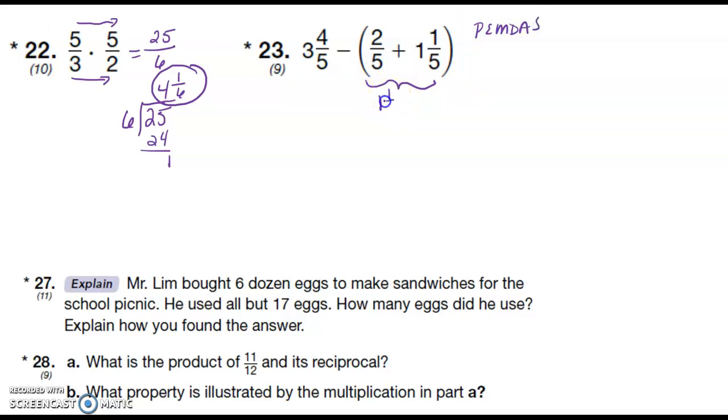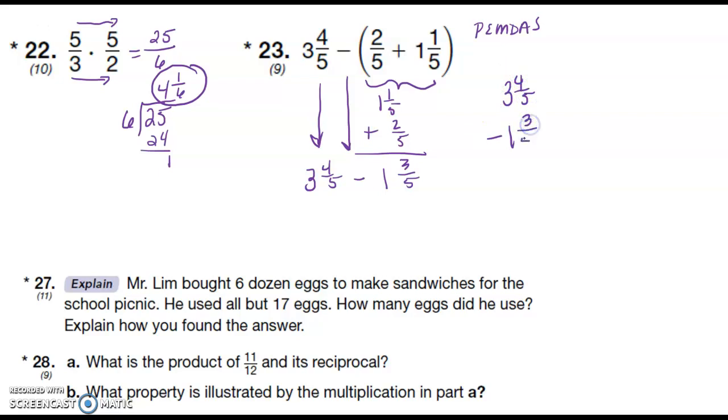All right, 23, we're going to do our parentheses first because of PEMDAS, order of operations. So I have 1 and 1/5 plus 2/5, which is equal to 1 and 3/5. So I have 3 and 4/5 minus the, so I brought this down. So 3 and 4/5 minus 1 and 3/5. 4 minus 3 is 1. We keep our denominator. 3 minus 1 is 2.